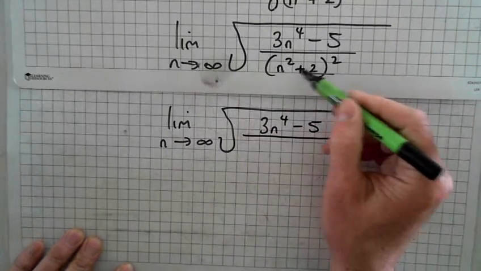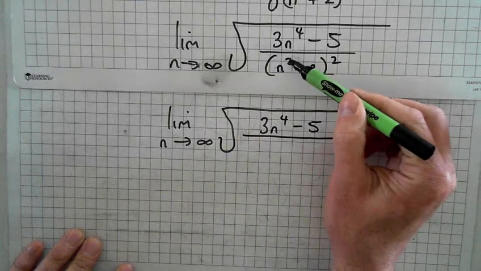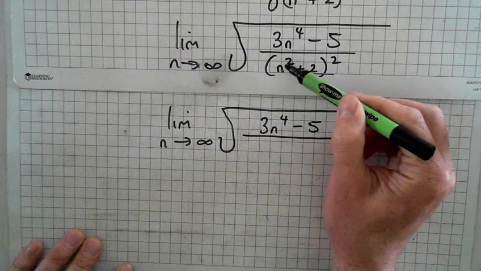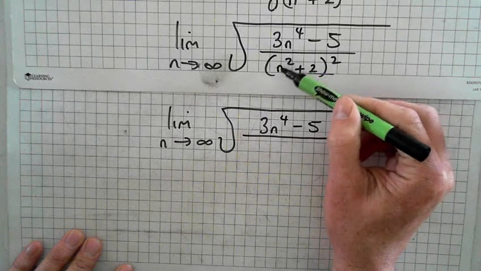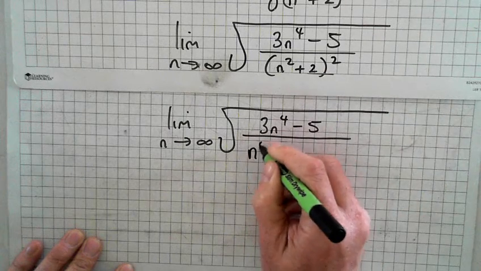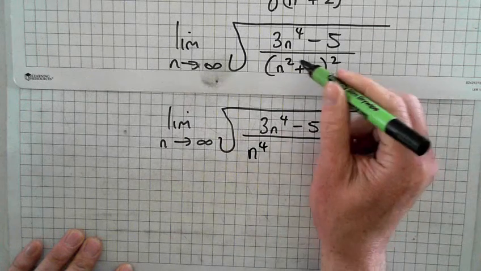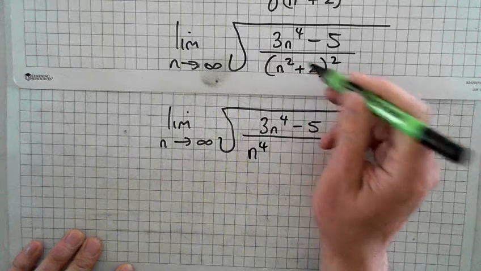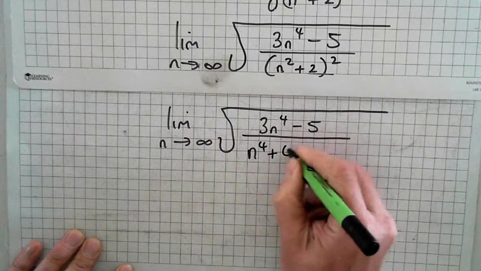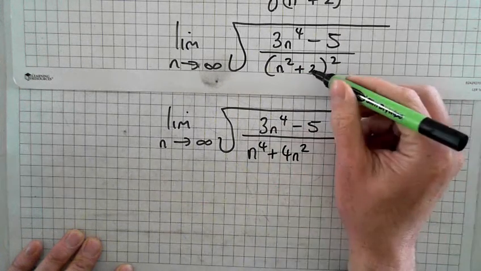And on the bottom, how do you square something like this out? How do you square that? Yeah, n squared times n squared by itself, n to the power 4. Multiply the two of them, it's 2n squared and double it. And then 2 times 2 is 4.